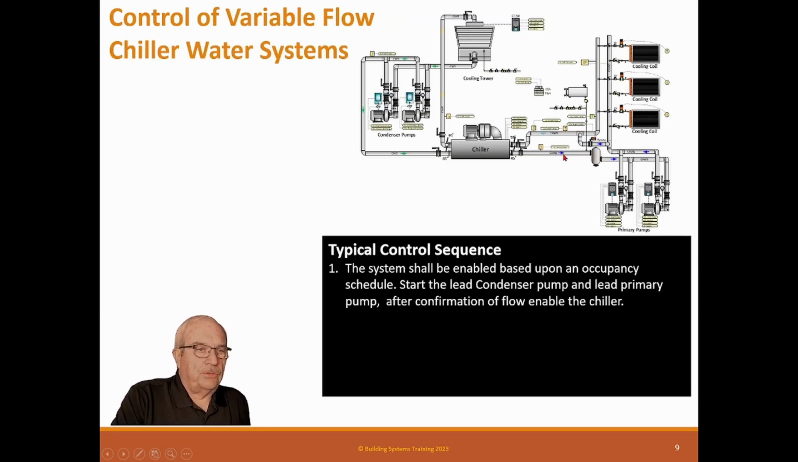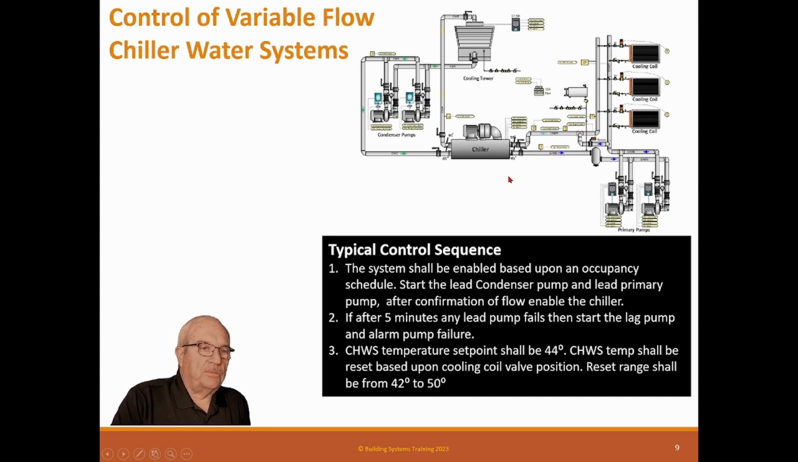A typical control sequence is, again, all enabled based upon occupancy. So start the pumps first. Once you've got flow, enable the chiller. Remember, the chiller has its own controls. You're just enabling it, or maybe doing a reset to it. If after 5 minutes any pump fails, send an alarm and start the lag pump.